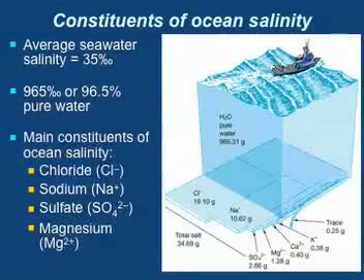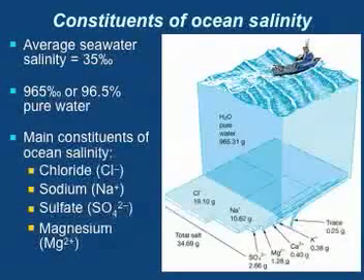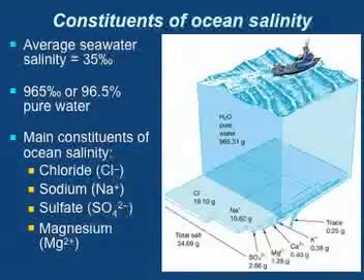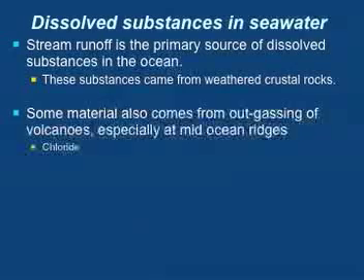Chloride's much more concentrated than the sodium because it's not all coming from sodium chloride. There's sodium in igneous rocks. There's chloride also coming out of volcanoes along the seafloor in the mid-ocean ridge system. We've got a lot of volcanoes. All right, so where did all those dissolved substances come from?